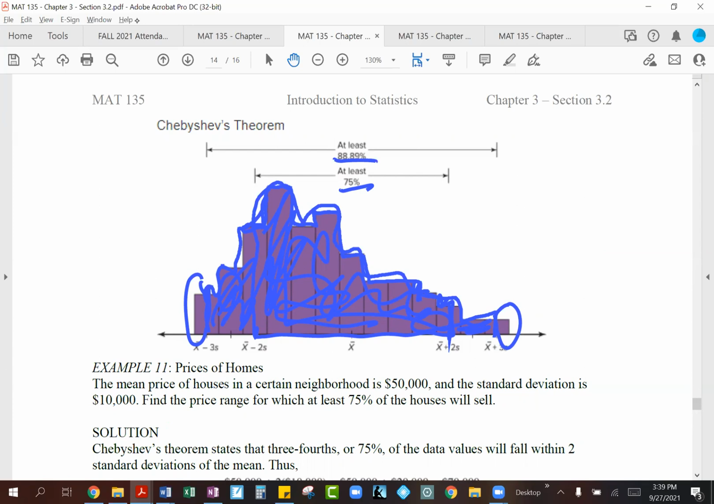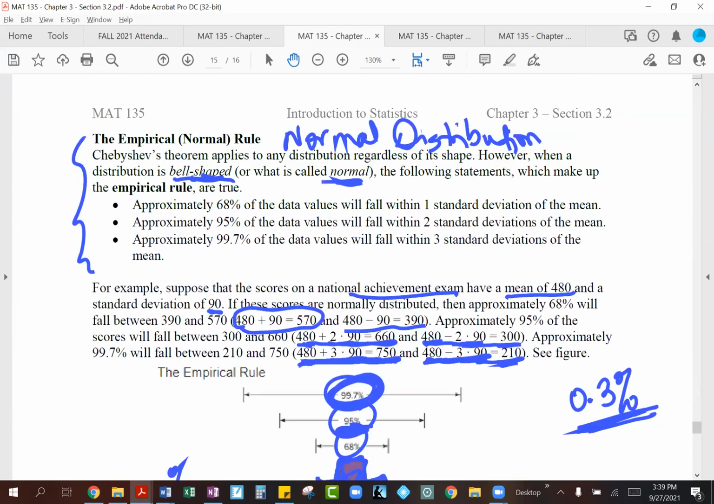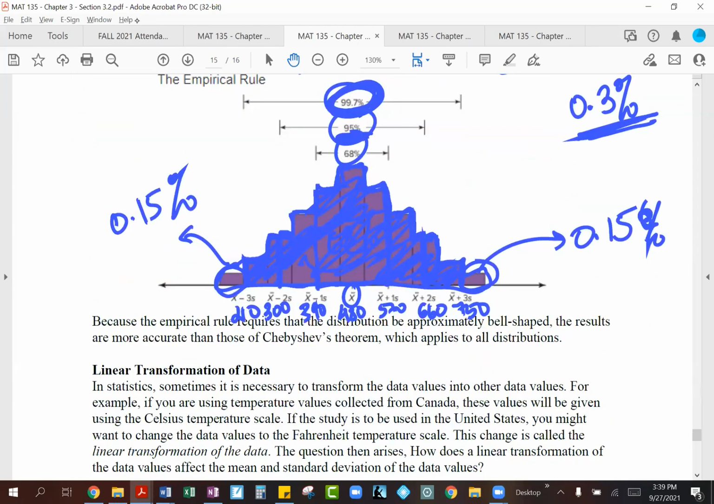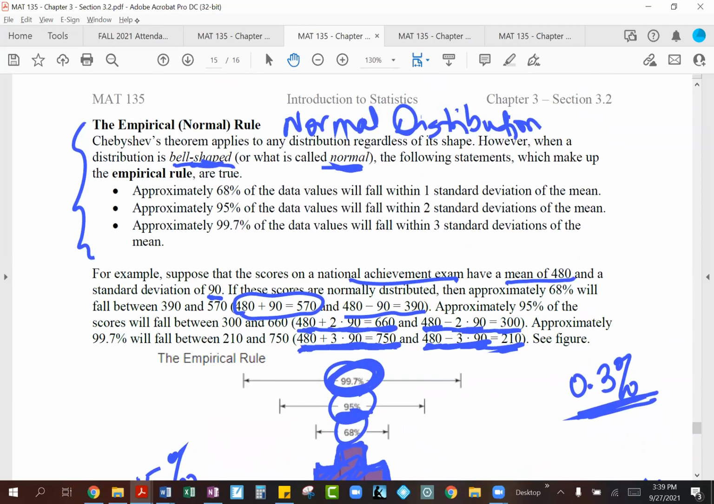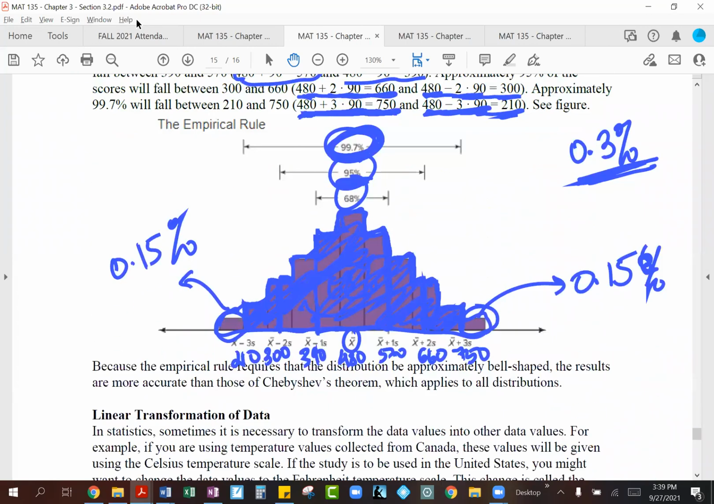You can see this one here is positively skewed. You can use this on negatively skewed, uniform, or whatever the distribution will be. You can use Chebyshev's. But if they specifically tell you that it is a normal distribution or your distribution is bell-shaped, then remember, this is the distribution you are looking at, the 68, 95, 99.7% of your data falling between 1, 2, or 3 standard deviations.